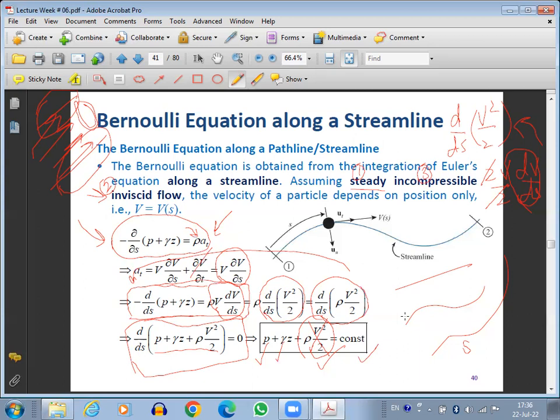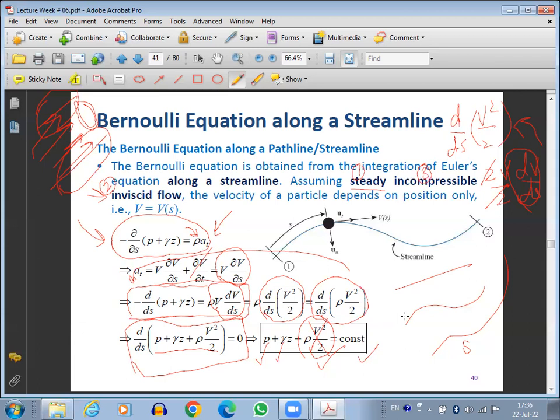So at point 1, it will be P1 plus gamma Z1 plus rho V1 square upon 2. At point 2, it will be P2 plus gamma Z2 plus rho V2 square upon 2. And the summation of that is constant. So in a continuous motion of the fluid, at any point within the fluid flow, the summation of these three terms will be equal.